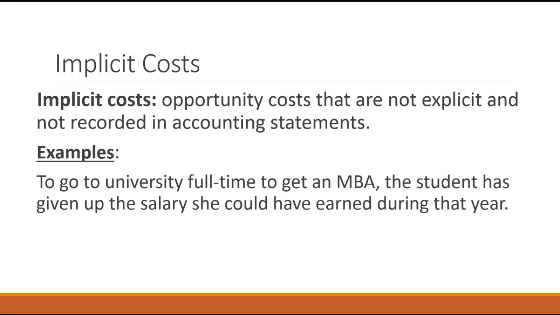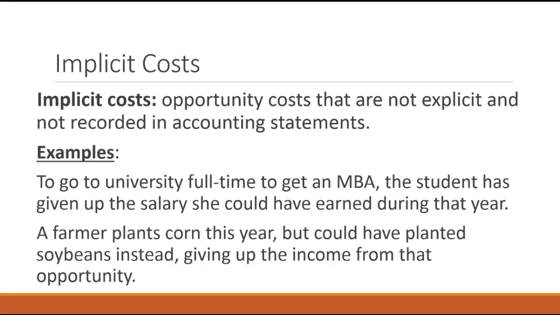Let's think of a business example. Suppose we've got a farmer who plants corn on his fields this year, but had another opportunity. Let's say he could have planted soybeans instead. So by planting corn, he's given up the income from that opportunity. So that was a real opportunity cost. So as I'll say a little bit about in a minute, when the farmer wants to think, did I do as well as I could have in planting corn, he'd want to consider what would have happened if soybeans had been planted instead.